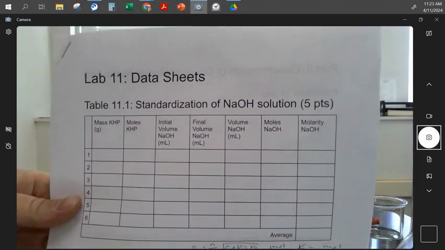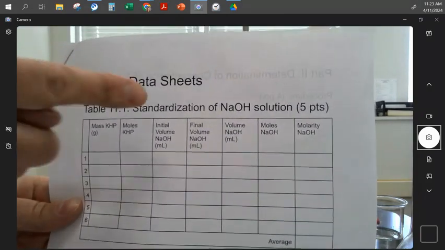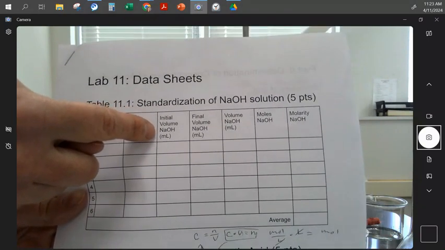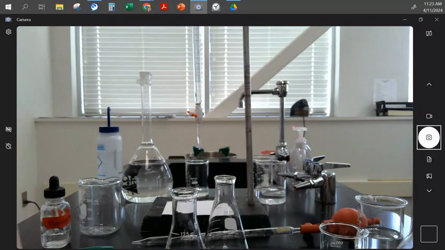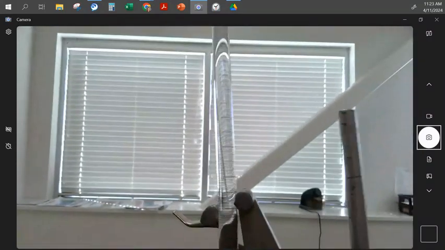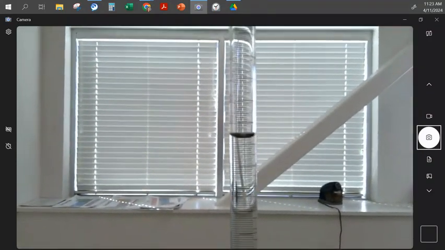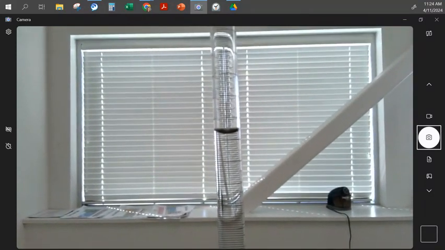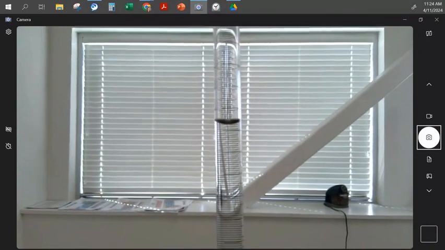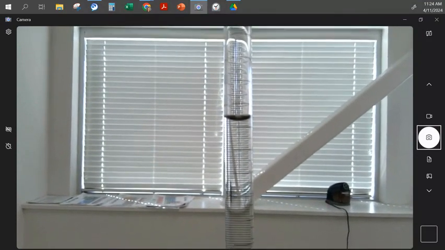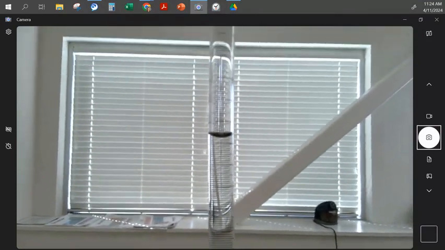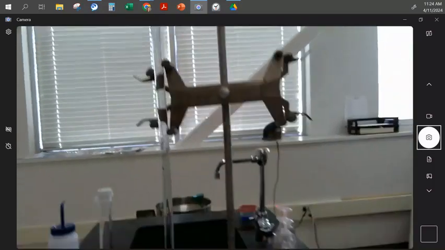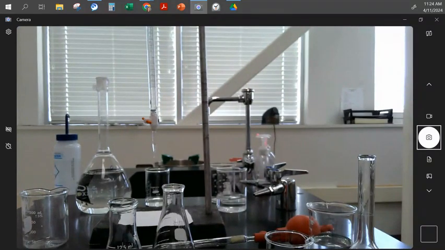If you can see this. Part of your data sheet is you're going to write down the initial value for the sodium hydroxide. So remember how we measure from the bottom of that meniscus. I'm going to try to show you. Can you see that bubble? So we're going to measure from the bottom of the meniscus. As long as you're consistent, then that's good. That's how you're supposed to measure, from the bottom. So always do that.